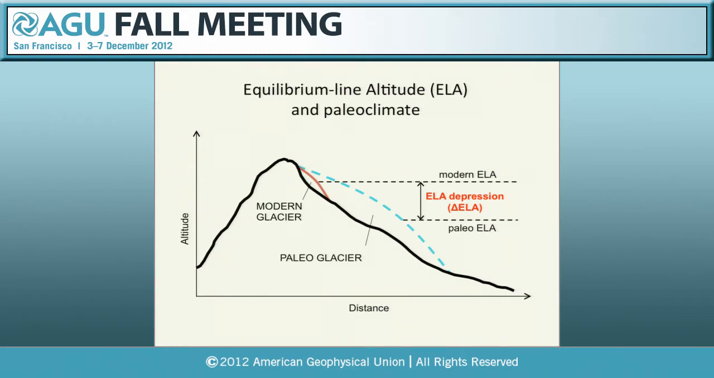I'm not going to lecture about what the ELA is, but the concept of estimating ELA is we can estimate the modern ELA, and from glacial deposits, from moraines, we can date them, and then we can estimate the paleo ELAs, and that will give you the change in ELA as a proxy for a change in different climatic variables, mostly precipitation or temperature.